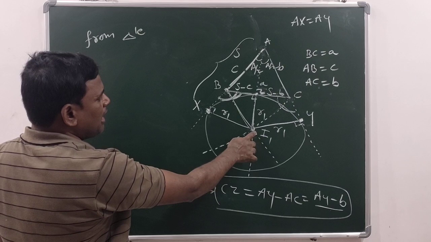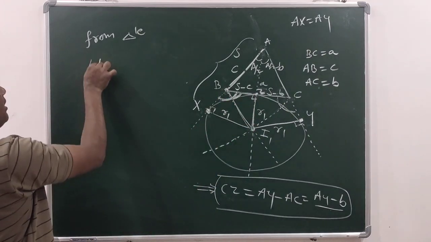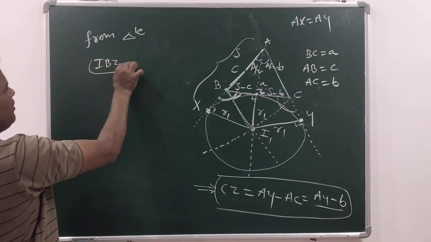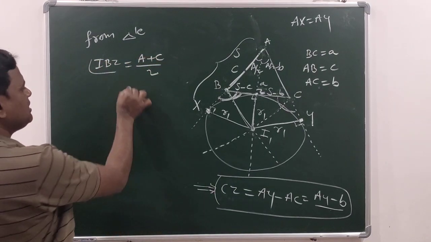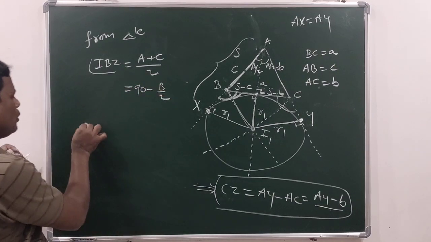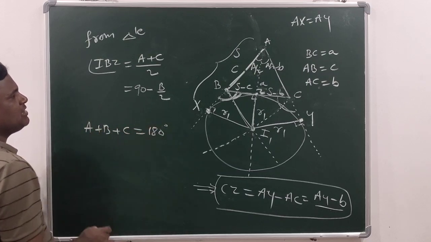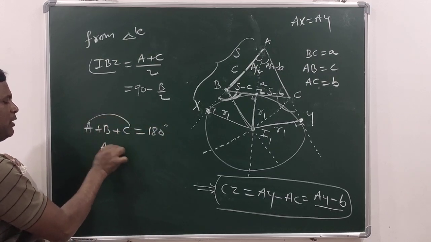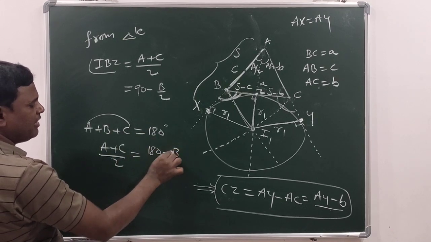So this angle I1BZ will be how much? A plus C by 2. That is nothing but 90 minus B by 2. You know, the sum of all interior angles of a triangle is 180 degrees. So here A plus C by 2 you want. So send B to the right side and divide by 2.